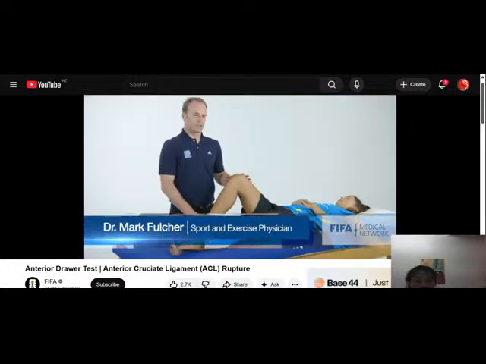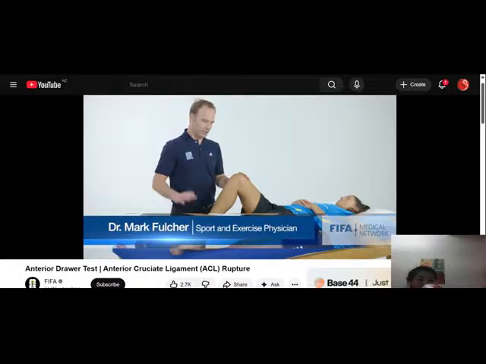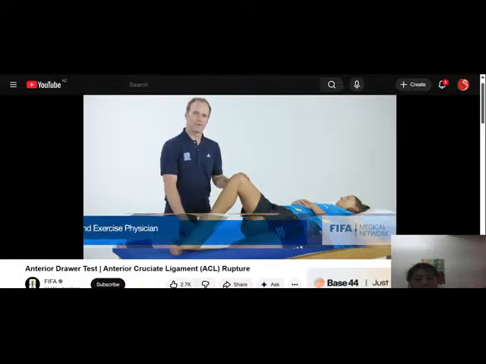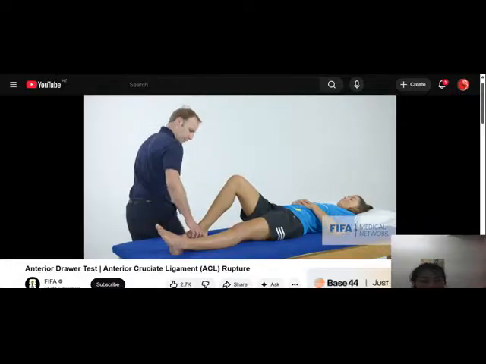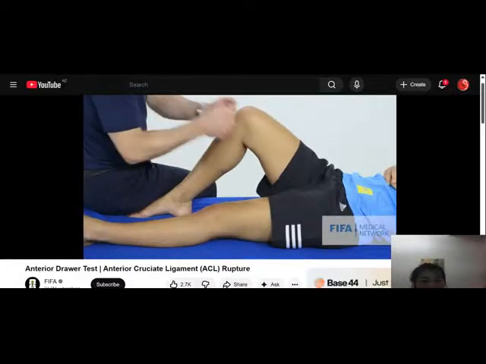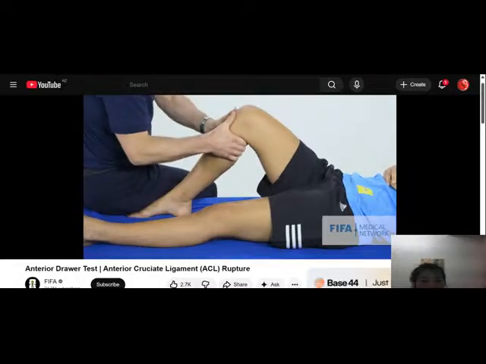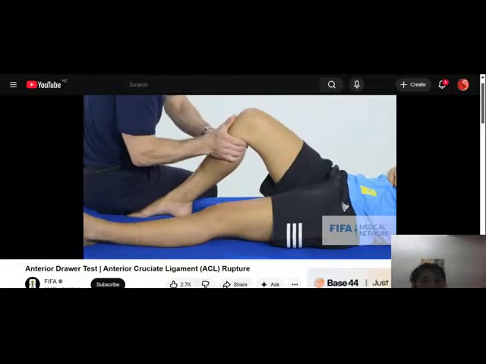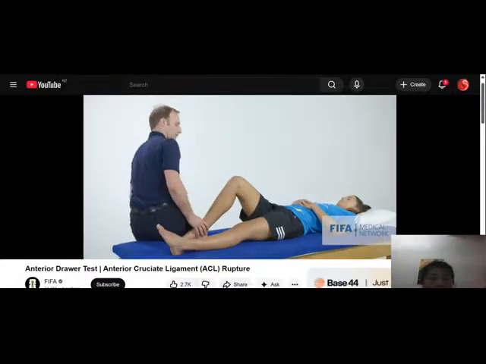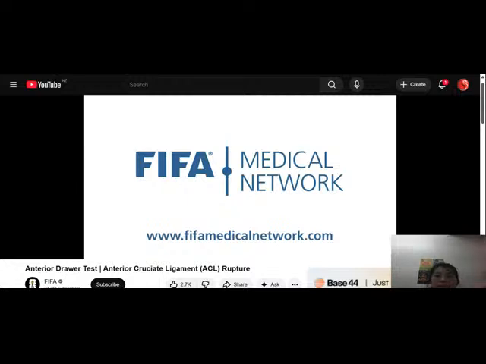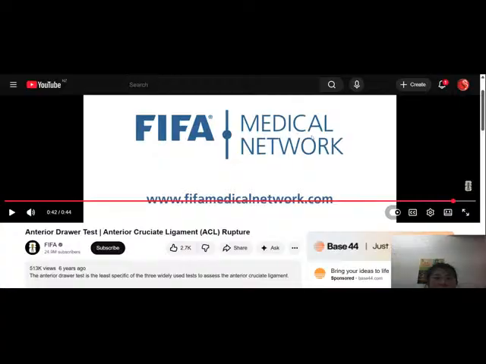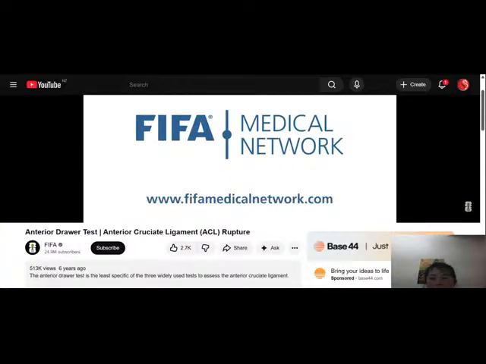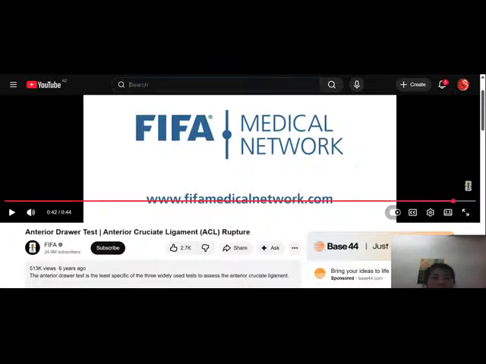So we bend the knee up to 90 degrees. Again, we have to get the patient's permission. I'm going to sit on your foot. We don't want to just jump on their foot because it gives them a fright. So, sit on your foot. And what I'm going to do is pull first anteriorly and then posteriorly. Anteriorly, solid endpoint, no laxity there. Posterior draw, looking at the PCL, very solid, no laxity, no pain. So this one is called the anterior drawer test. That's a very easy test. And then we can have a look at another one.